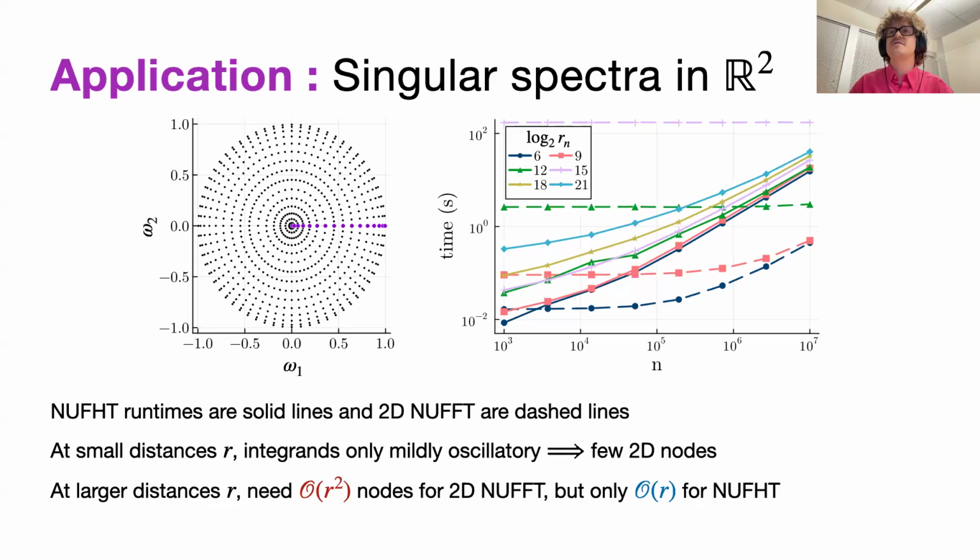But if we look at something like this green line or purple line, we now see we're evaluating the transform at a much larger distance. It's much more oscillatory. And now we see the curse of dimensionality, the fact that we need R squared nodes in 2 dimensions and only R nodes in 1 dimension. If we look at even higher distances, so these yellow or blue lines, we see that we can continue to take higher and higher distances incurring only a linear cost, whereas the two-dimensional problem incurs this quadratic cost. So this is the advantage of using the Hankel transform: it circumvents the curse of dimensionality.